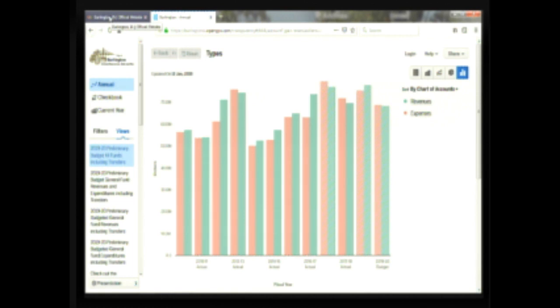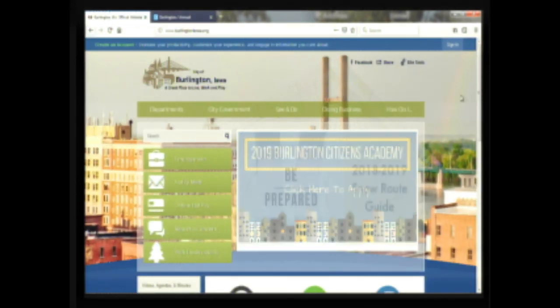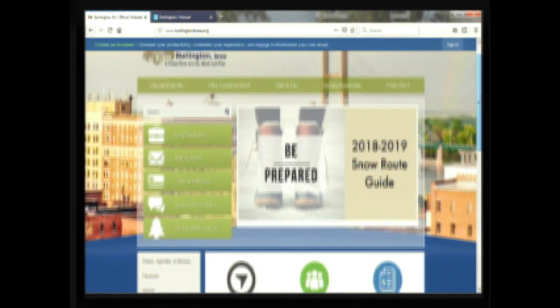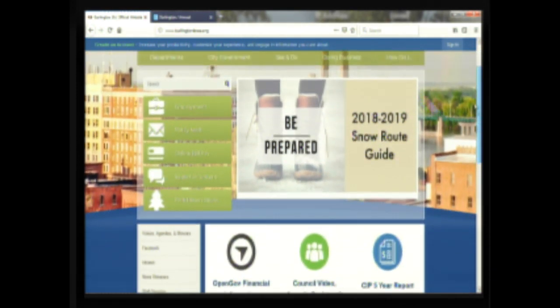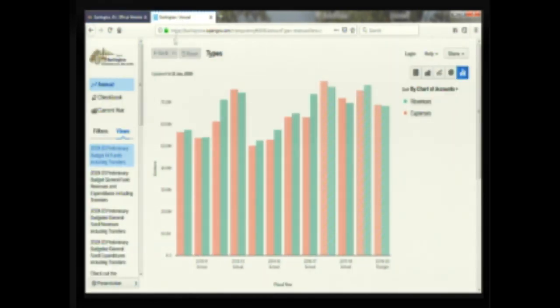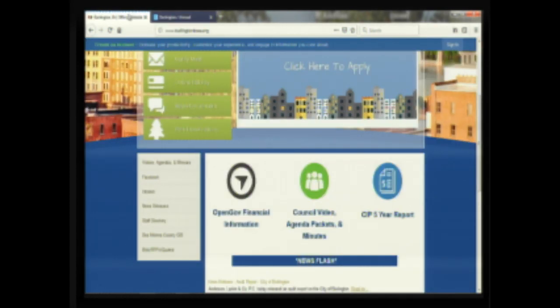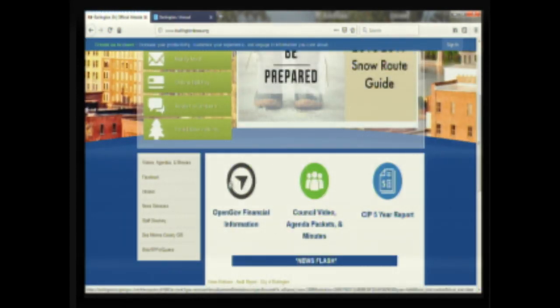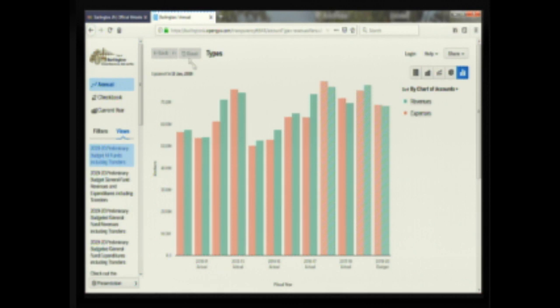I would like to start just to do a little review of what we have out on our website. We've typically had out here during the budget season the last few years on the front page of our website the OpenGov financial information. We have been able to get that uploaded into the system, so folks can go in. If you click on the OpenGov financial information, it will open to this tab.